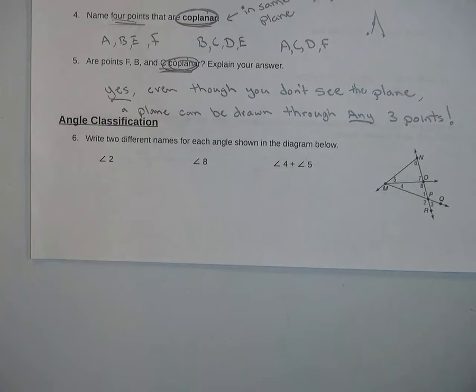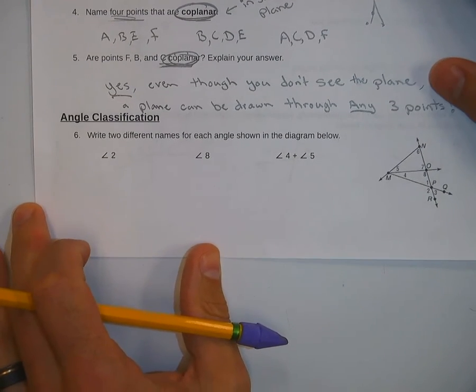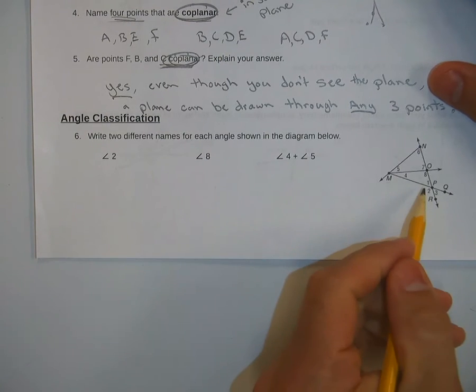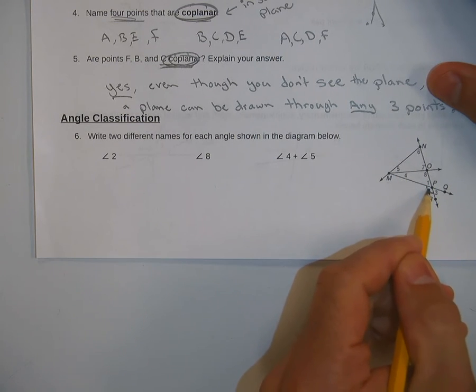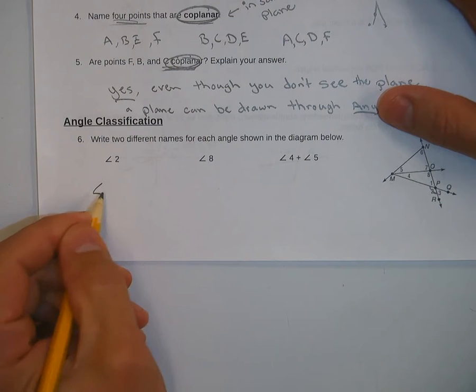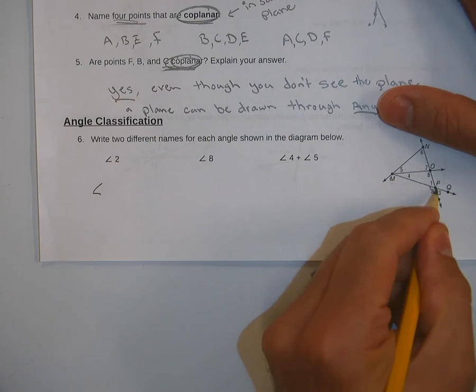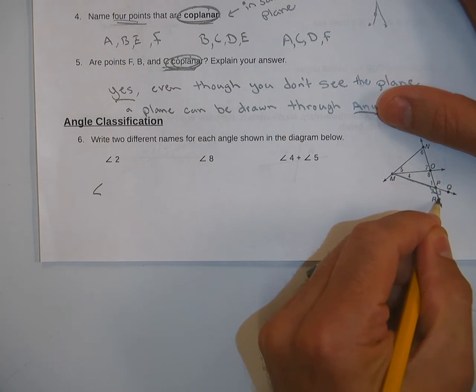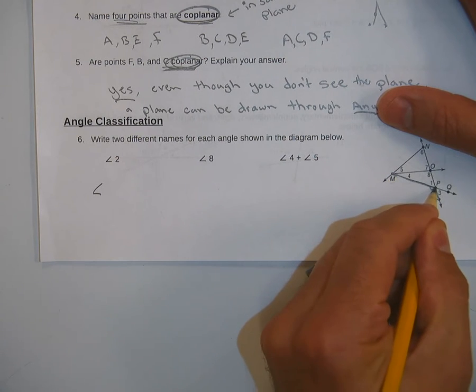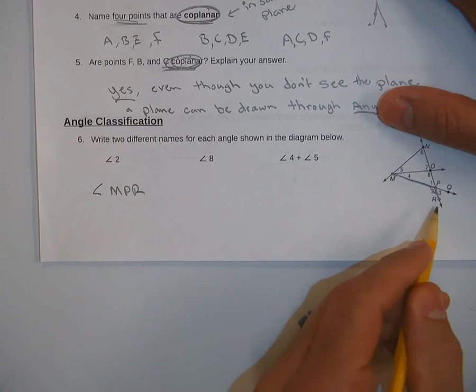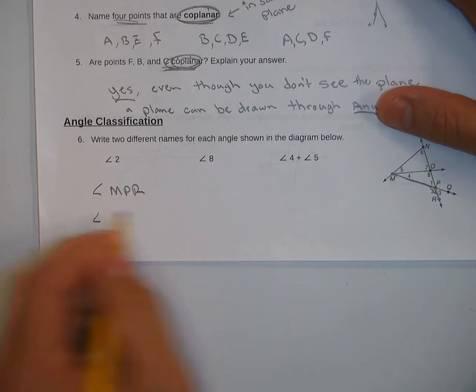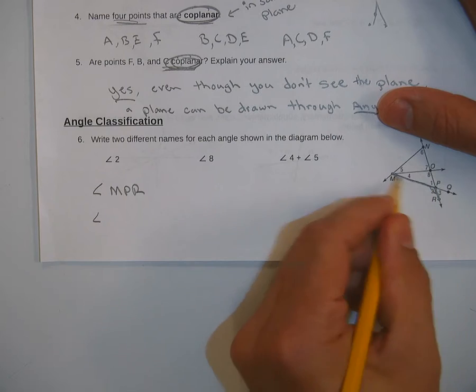Moving on. Write 2 different names for each angle shown in the diagram. I'll go ahead and do the first because you might not know what I mean yet by that. So angle 2. Well, there's a 2 over here that designates it in this picture. I numbered all the angles. So this is angle 2. And 2 different ways you can name that angle would be M to P to R. See how M, P, R? If I go from point M to point P to R, that carves out the same angle. And likewise, I kind of mentioned it already, but you can reverse that: R to P to M.